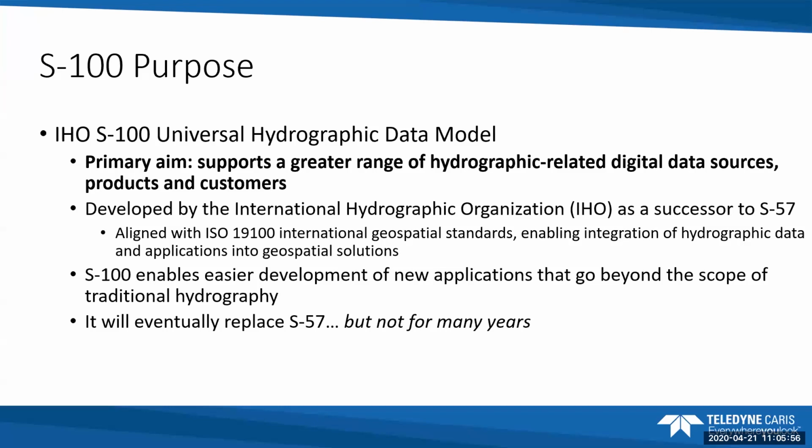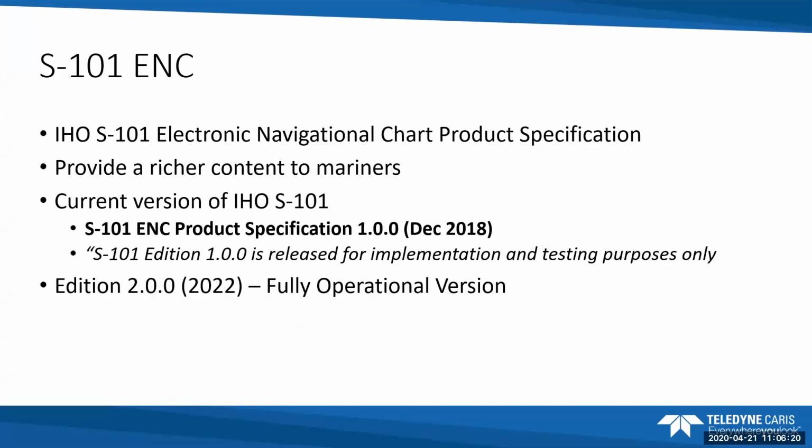So this is why it's aligned with International Geospatial Standard, ISO OGC. This makes S-100 data available to a wider range of applications, not just ECDIS. So S-100 is replacing the S-57 standard, but they will coexist for a while. The S-101 ENC, the Electronic Navigational Chart Product Specification, is one of many S-100 products. It's an important one. It's the base layer for all the others.